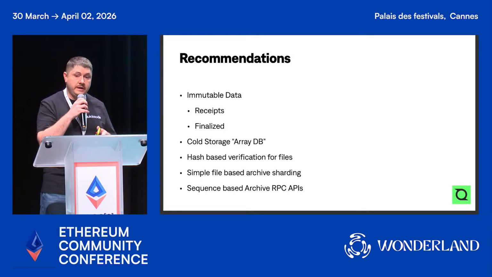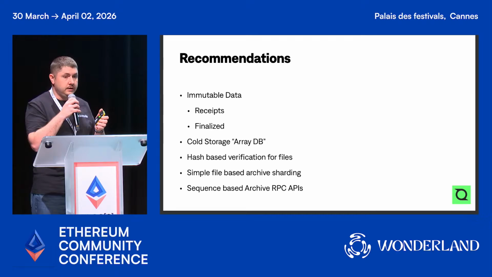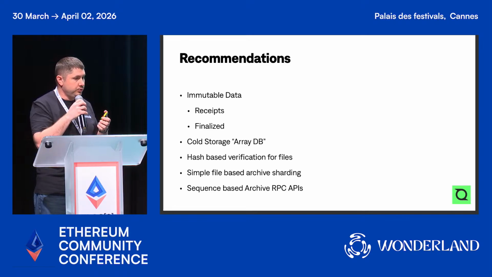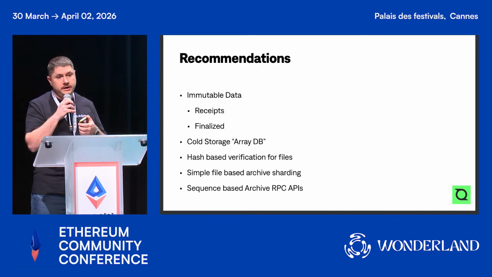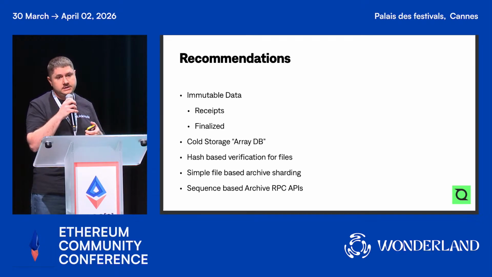So those were the goals. These are the recommendations that I have specifically that we need to improve. We need to have immutable data. Right now, receipts are not immutable. There's a couple of different chains where you can go a day later and the receipt gets updated with some sort of additional information. That needs to be immutable, at least potentially at a finalized state.